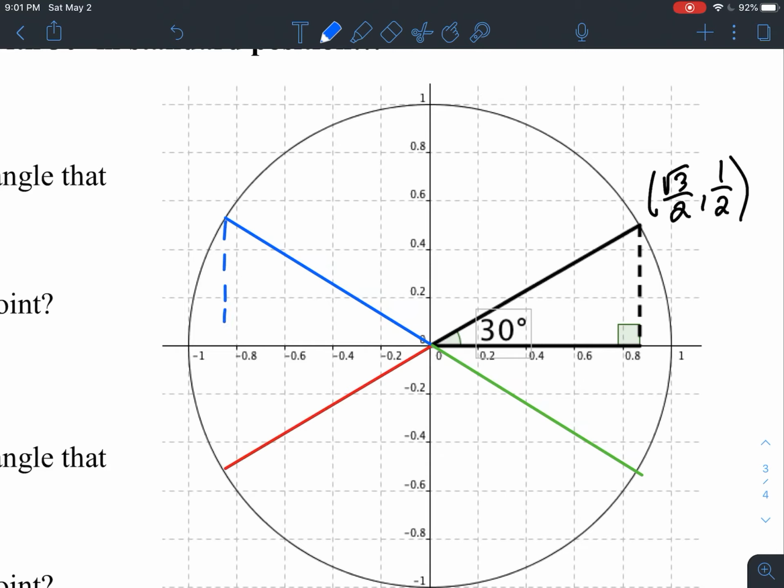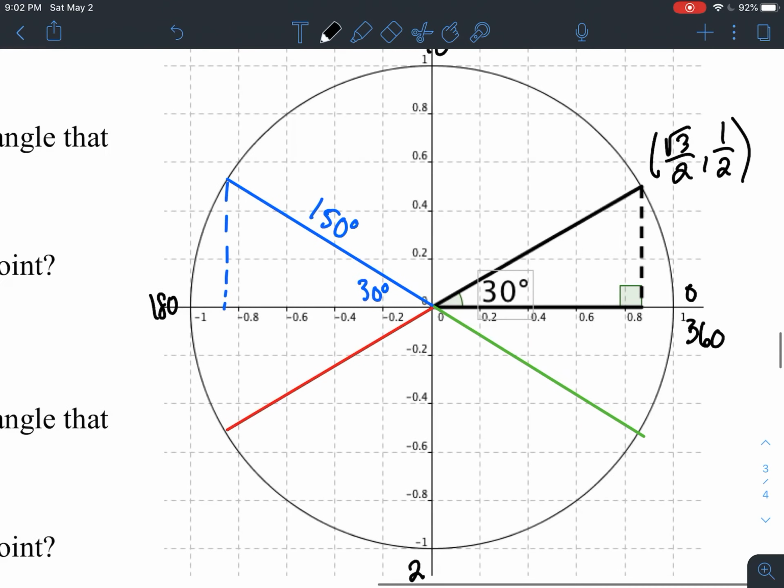If I reflect that over the y-axis, what happens is I'm not 30 degrees past 90. This is my 30-degree angle here, so I'm 30 degrees before 180. So this angle is 150. Right, because if I relabel those same ones, this is 0/360, this is 90, 180, and then down there is 270. So my 30 degrees is now 30 degrees before 180, which is why that's 150.